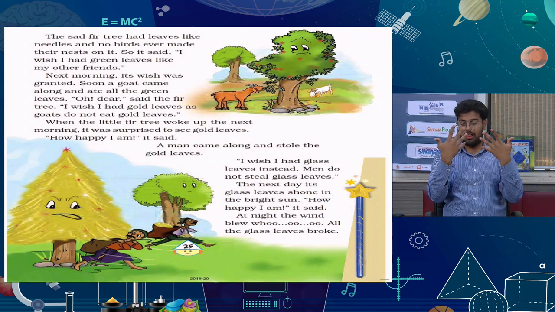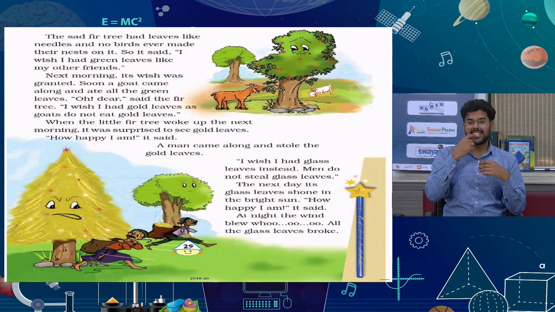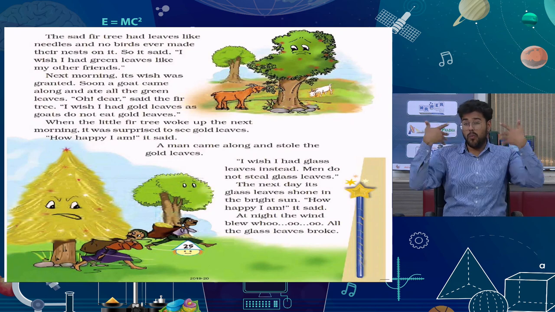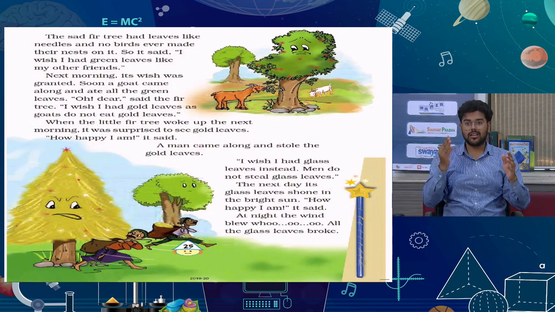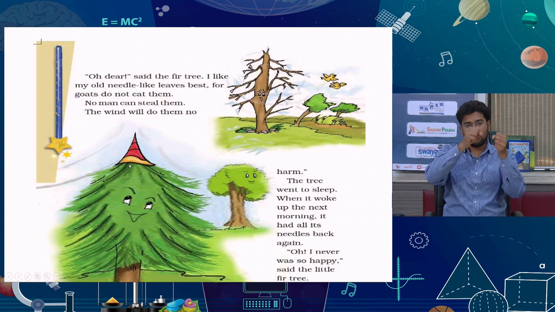How happy I am, it said. पेड़ बहुत खुश हो गया अपने सुंदर ग्लास जैसे पत्तों को देखकर. But at night, the wind blew. रात को बहुत जोर से हवा चली. And all the glass leaves broke. सारे जो ग्लास पत्ते थे, सारे टूट गए.